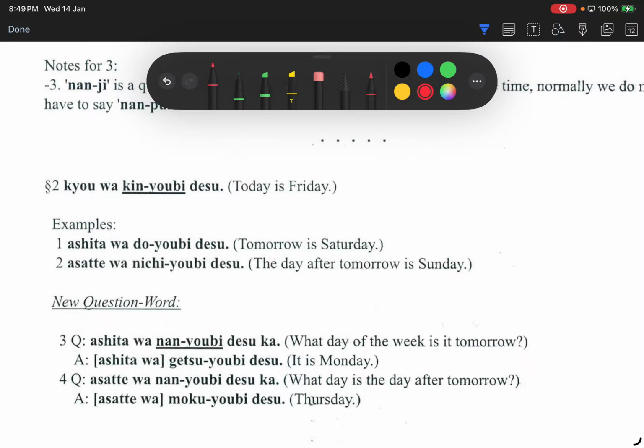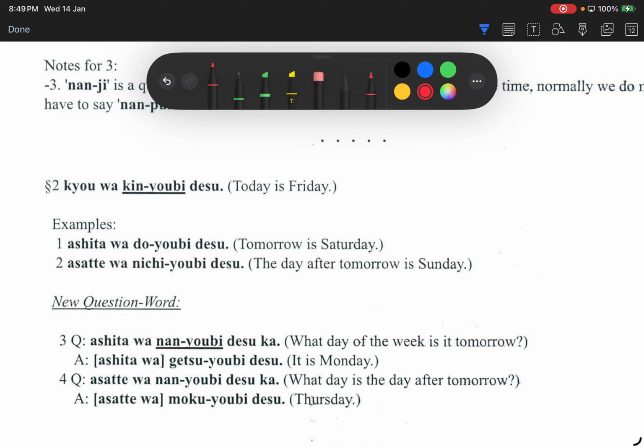Okay? Then let's go on to example 1. Ashita. Ashita means tomorrow. Check your appendix. They also tell you what is ashita. Ashita, tomorrow. Ashita wa doyobi desu. So tomorrow is Saturday. Doyobi desu. Number 2. Asate. Asate is day after. You can check your appendix. Asate wa nichiyobi desu. Sunday.